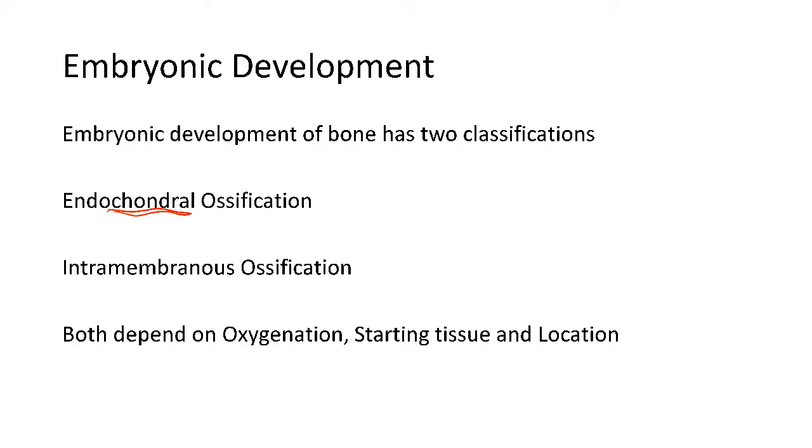Intramembranous ossification involves a dense membrane of mesenchyme tissue that becomes bone. Both types of ossification, and ossification just means to build bone structure, not the calcification, just the protein and Haversian system structure, depend on oxygenation, because remember, bone is a vascular tissue and needs oxygen. So we have to think about when the oxygen is arriving and how, what our starting tissue is, and our location, because we always have to think about location.